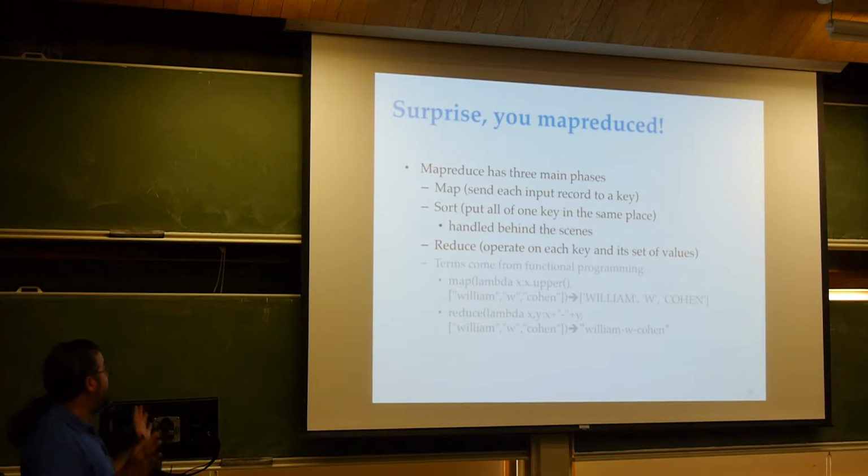So basically, MapReduce has these three main phases. There's a map, and that's basically sending the input records to a worker that's appropriate for that key. There's a sort process which puts all the things of one key in one place. You never call a routine called sort. That all happens behind the scenes. What you define is a map process and a reduce process. The reduce process operates on each key and the set of values that are associated with it.